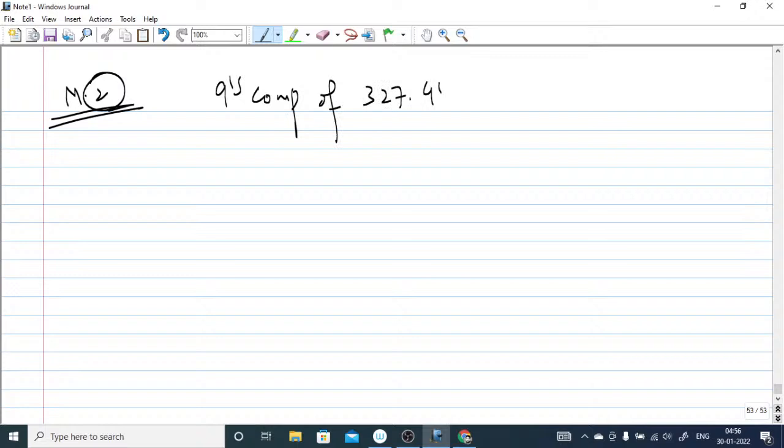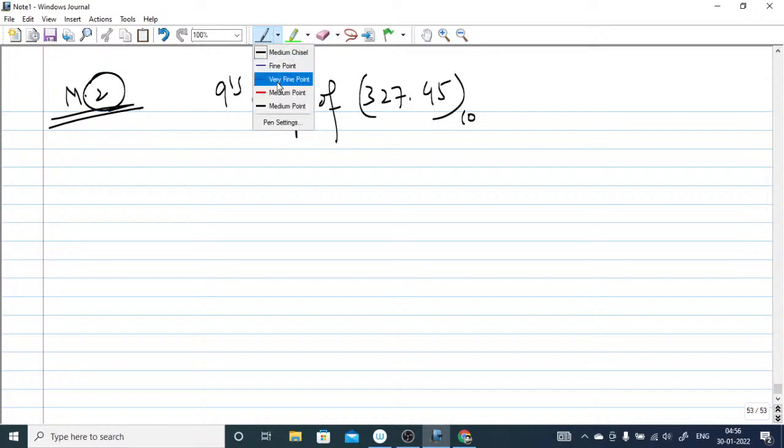So do not use the formula. If you want to use the formula, you can, but I would say do not. Or you can say let us take method number 2, which is not preferable. Suppose you have to find the nines complement of the given decimal number 327.45.